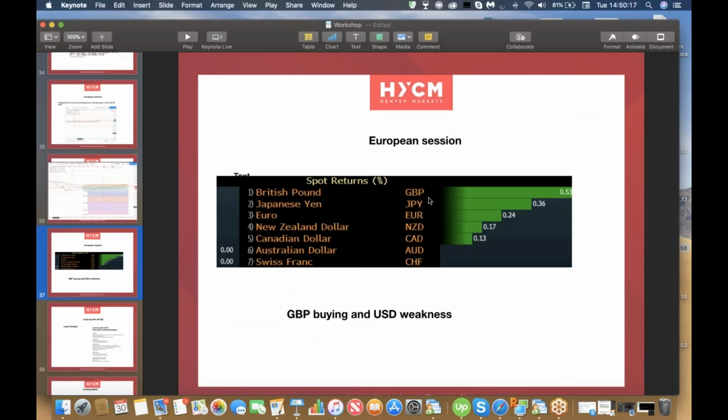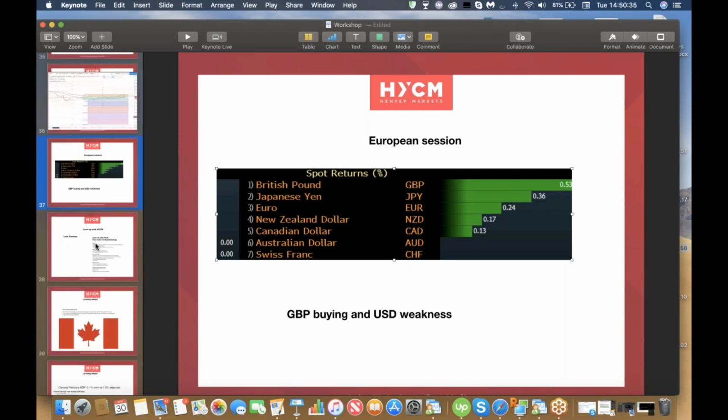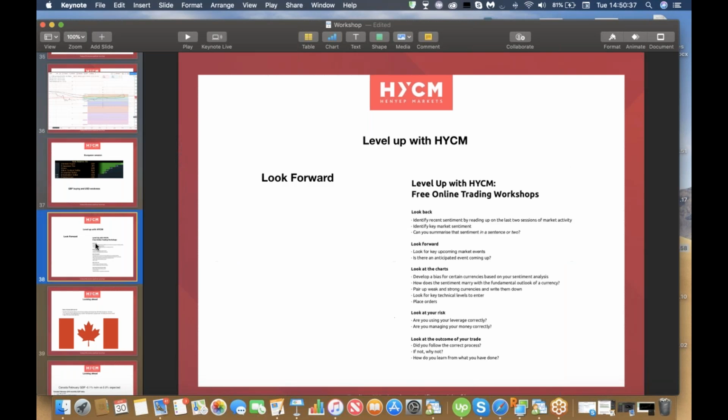In the European session, as it closed, we saw pound was the strongest currency pair, and we had some strength in the Japanese yen as well. Yen pairs, probably a little bit strengthened on that poor data that came out of the Chinese PMIs, a little bit of risk aversion, seeing a bit of yen strength.